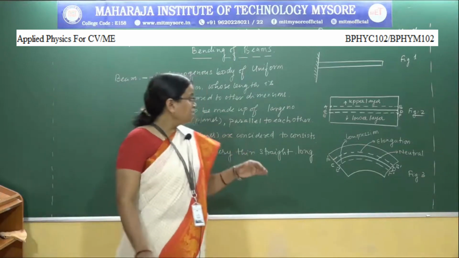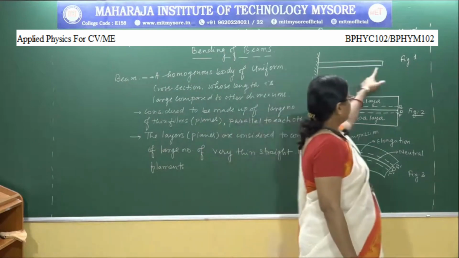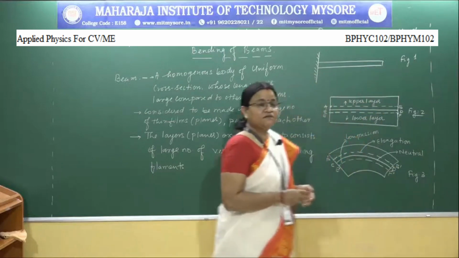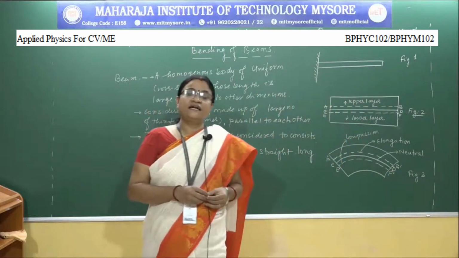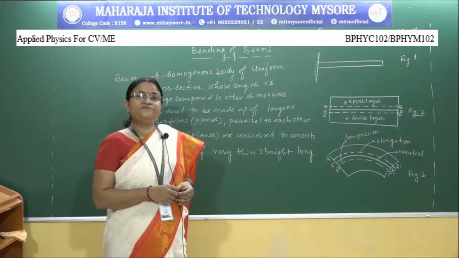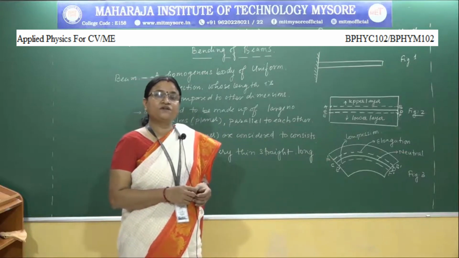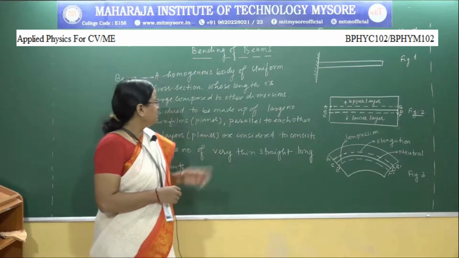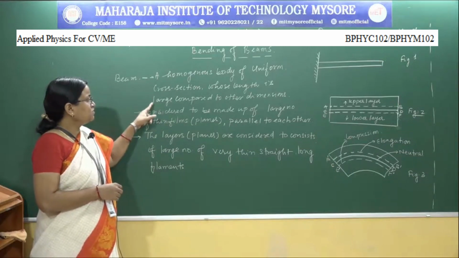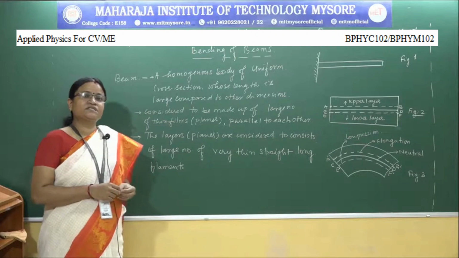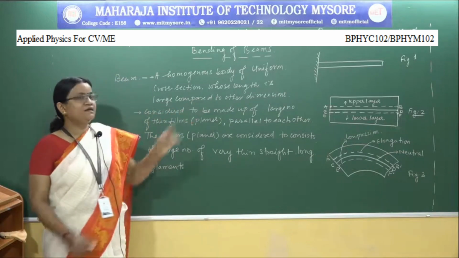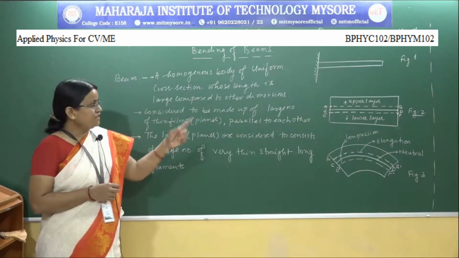When we consider a body whose length is larger compared to other dimensions, meaning the breadth and the thickness, the length is long, and the body is having a uniform cross section, then it is called a beam. So if I read it, a homogeneous body of uniform cross section whose length is large compared to the other dimensions such as breadth and thickness, then we call it a beam, and the figure we have shown in figure 1.